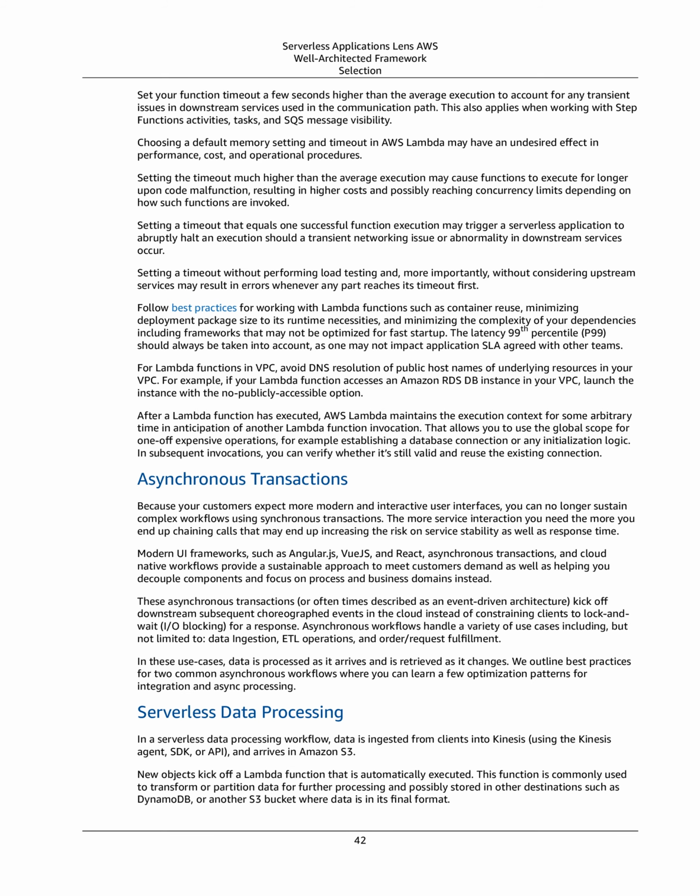In a serverless data processing workflow, data is ingested from clients into Kinesis, using the Kinesis agent, SDK, or API, and arrives in Amazon S3. New objects kick off a Lambda function that is automatically executed. This function is commonly used to transform or partition data for further processing and possibly stored in other destinations such as DynamoDB, or another S3 bucket where data is in its final format.